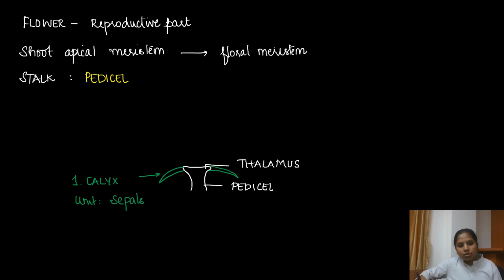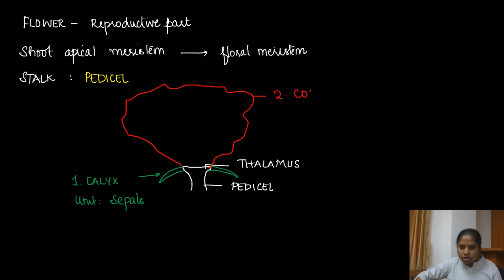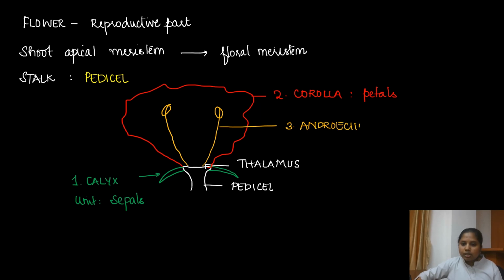The second whorl is the brightly colored corolla. This is my second whorl, which is the corolla. The unit of the corolla is petals. The third whorl is the androecium. This is our third whorl, which is the androecium. The unit for androecium is the stamen.